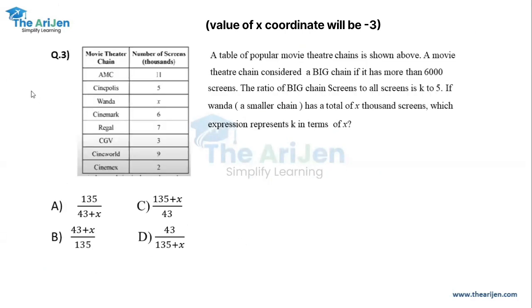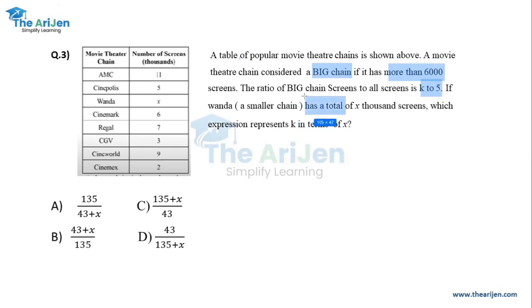This is your another question. So here, let us read the question first of all. It says that a table of popular movie theater chains is shown above. Okay, this is the data of movie theaters where you have big chains and smaller chains. A movie theater chain is considered a big chain if it has more than 6,000 screens, and the ratio of big chains' screens to all screens is k to 5. That also we need to keep in mind. If Wanda, a smaller chain, has a total of x thousand screens, which expression represents k in terms of x?